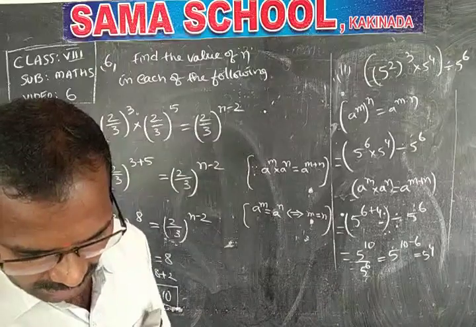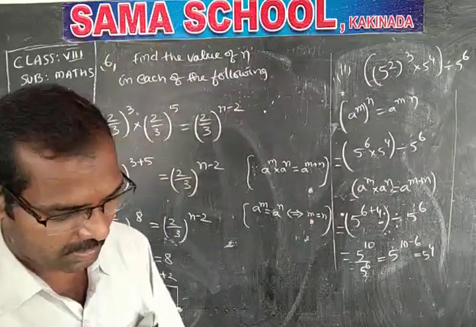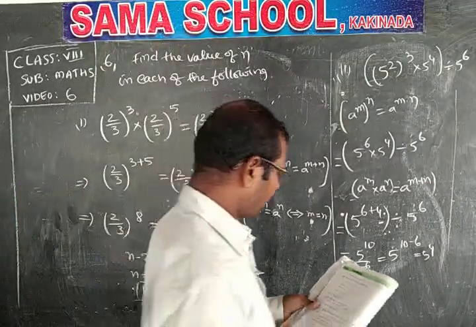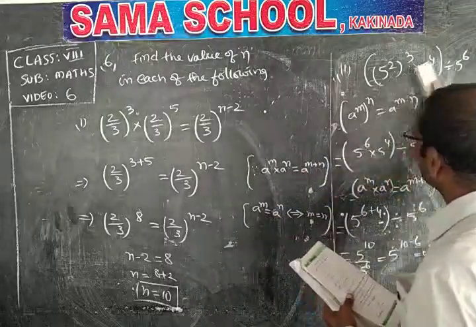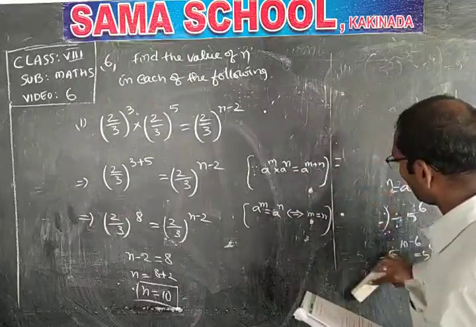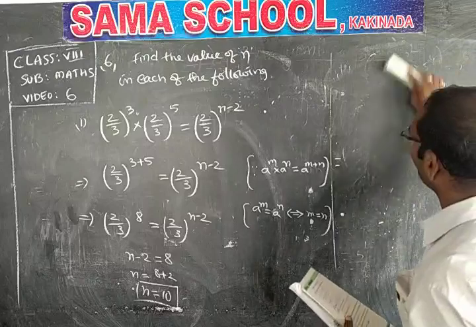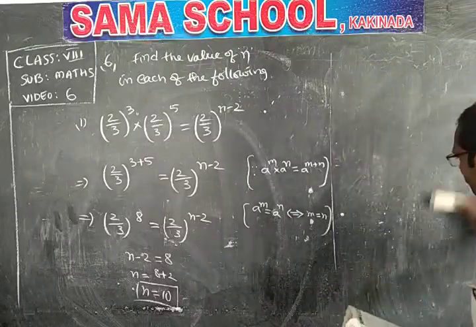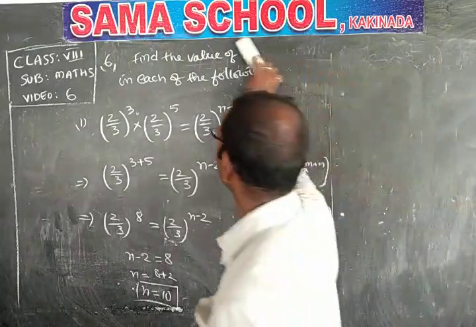Now I will continue with the next sum. I will continue with the same model given. Now in this Roman only, I will explain the third sum now. I want to explain the third sum. I am rubbing this.